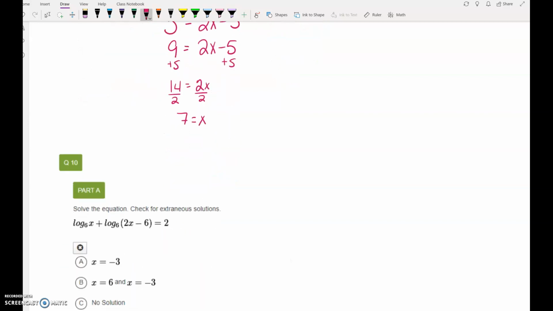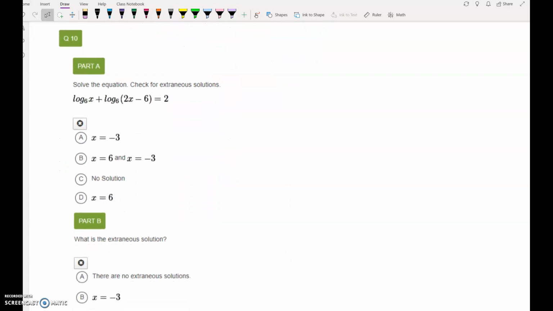All right, let's move on to number 10. Number 10 is where there might be extraneous solutions. And notice it says specifically check for extraneous solutions. Okay, so I see 2 logs on one side. That means we need to start by condensing. So your first step is to condense the logs to get log base 6 of x times 2x minus 6 equals 2.